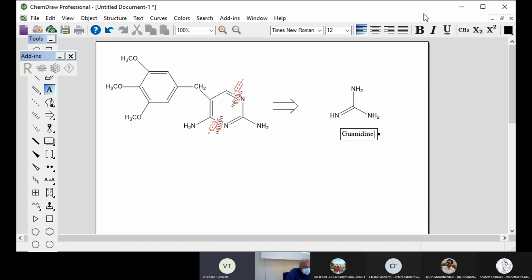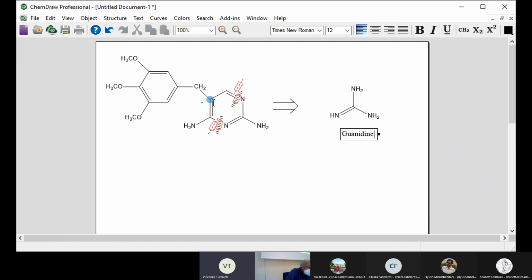The problem is to form this methylene bridge. So we can cut again. Just a moment. Cancel this compound. And it remains a very strange residue.